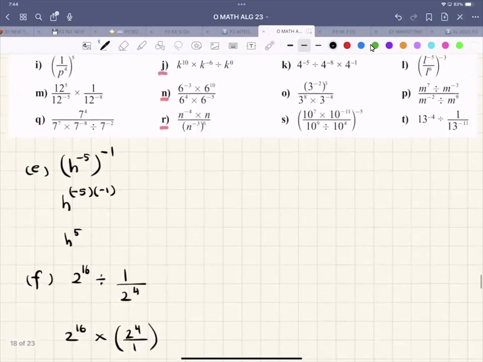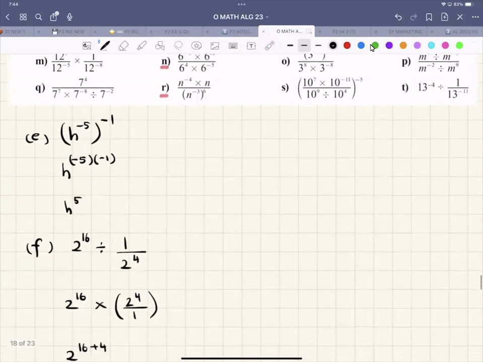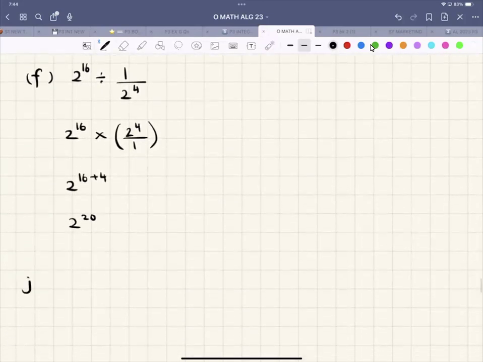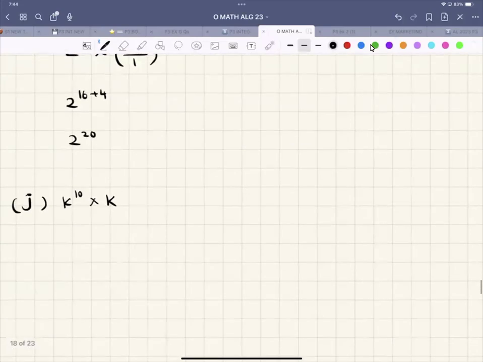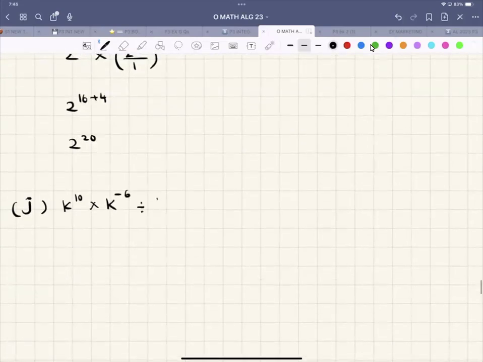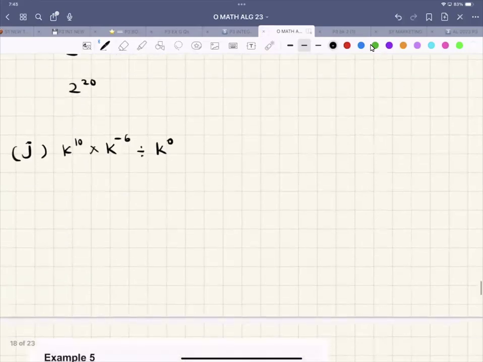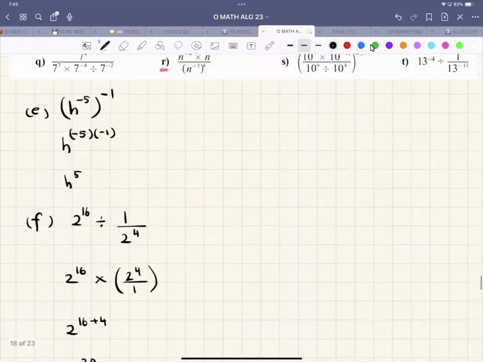Something like J. K power 10 into K power negative 6 divided by K power 0. I can right away say that K power 0 is 1. So just get rid of this. Division by 1 doesn't make a difference. K power 10 plus negative 6, that is K power 4.